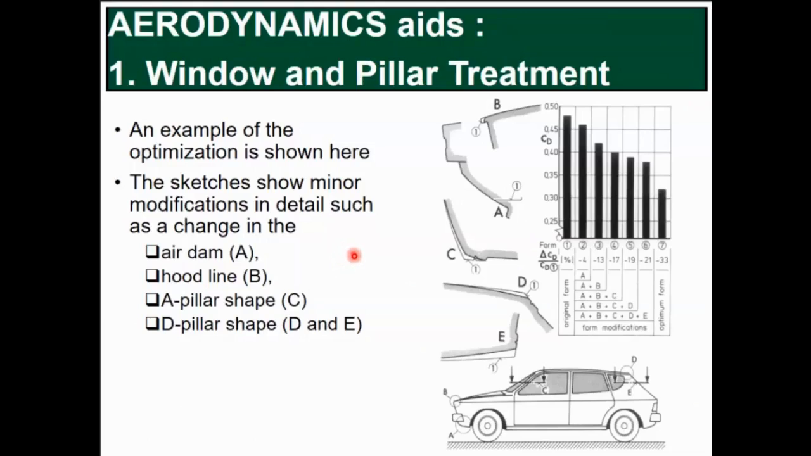Okay, for example, here there are several areas that we can improve. Okay, A, B, C, D, E. There are 5 areas. Okay, for example, A is, we call it air dam. B is the hood line. C is the A pillar shape. D and E is the D pillar shape.